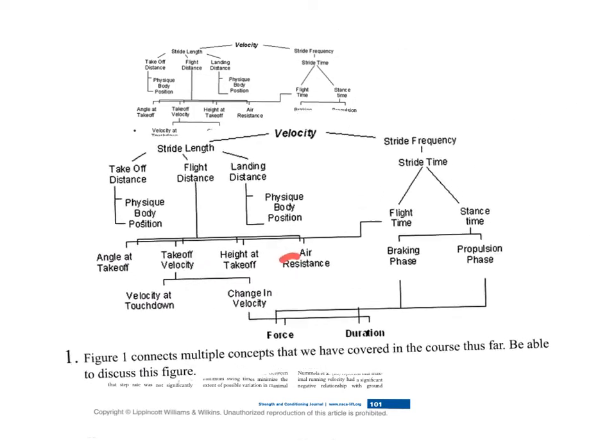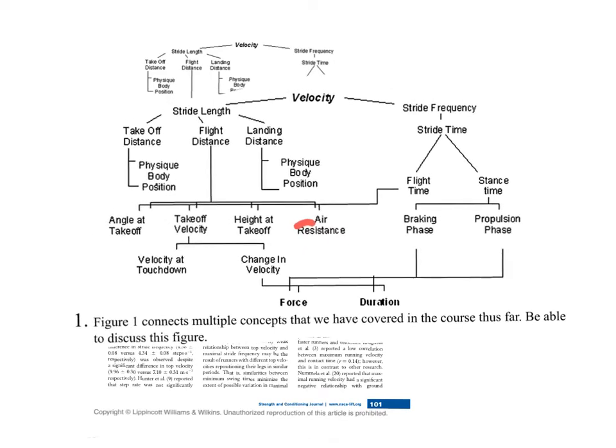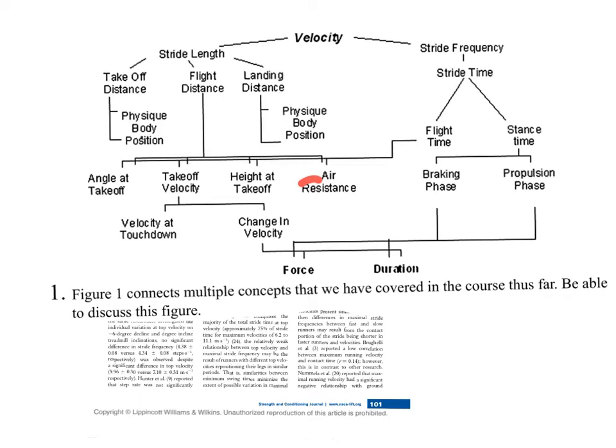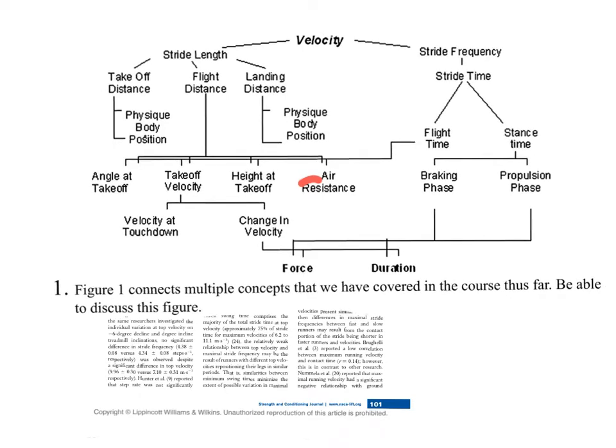was figure 1, and I'm going to expand it here. Figure 1 connects many concepts that we've covered in this course so far, and I think this is a good way to study, right? We know that velocity is stride length times stride frequency. We discussed that in the running kinematics portion. Then you can get into what increases stride length: takeoff distance, flight distance, landing distance, which gets into things that affect basically projectile motion, right?